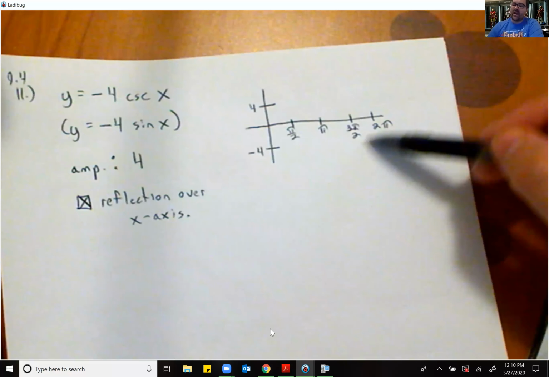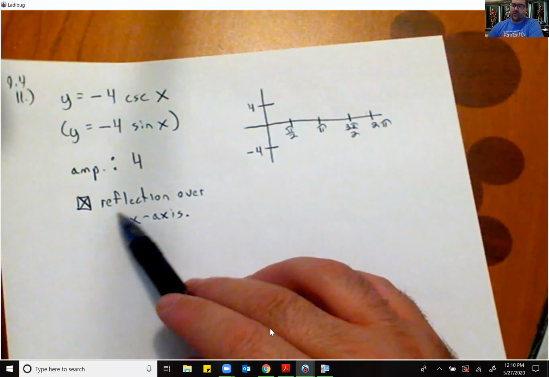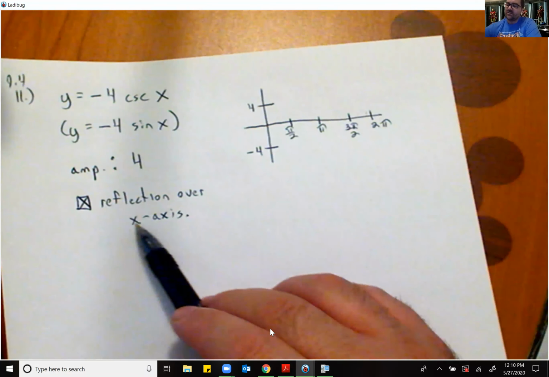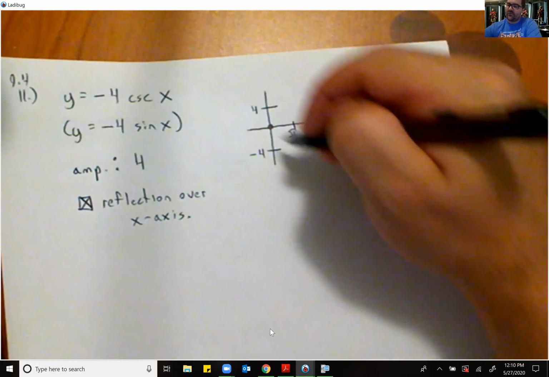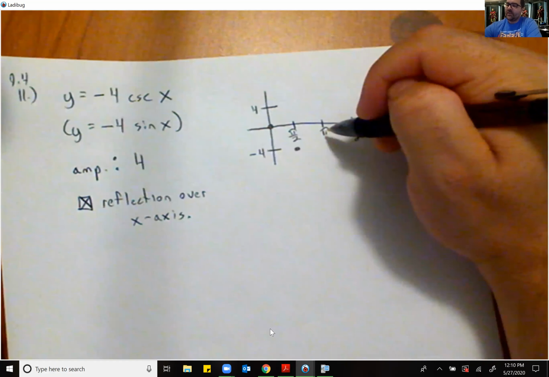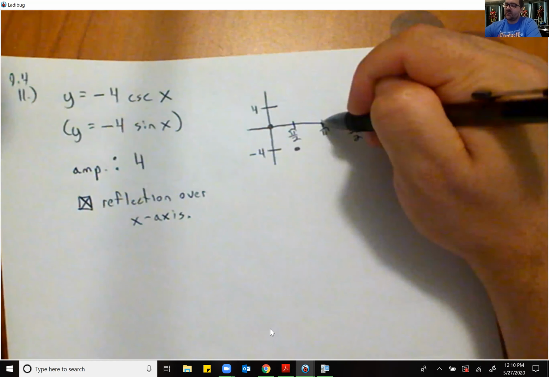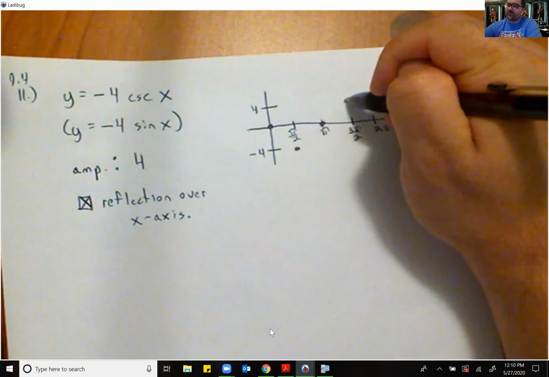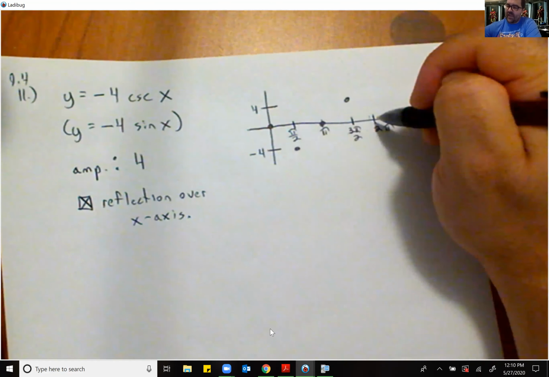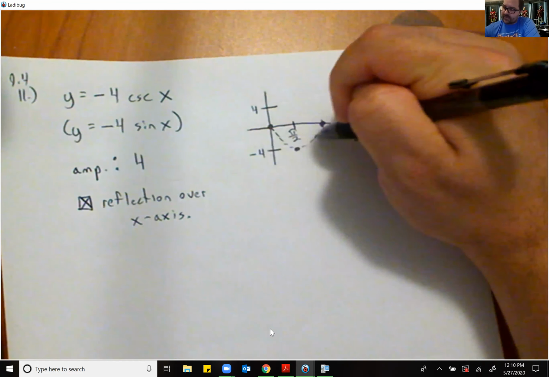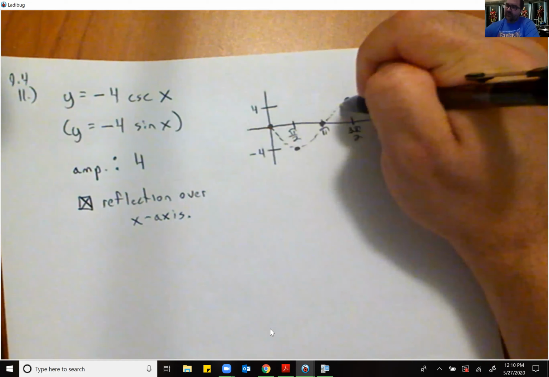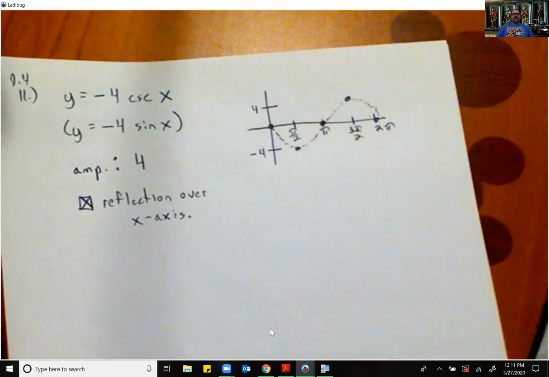But what we have done is we have reflected over the x-axis. So sine will still start here at the origin, but it will travel down first, then back to the axis, then to the positive amplitude, and then back to the axis. And this is what the sine graph looks like. Now notice I'm dotting it in because this is not really the graph we're after. What we're after is the cosecant graph.